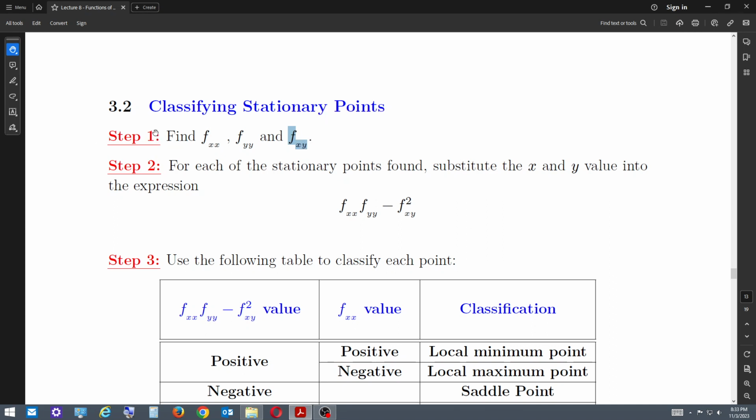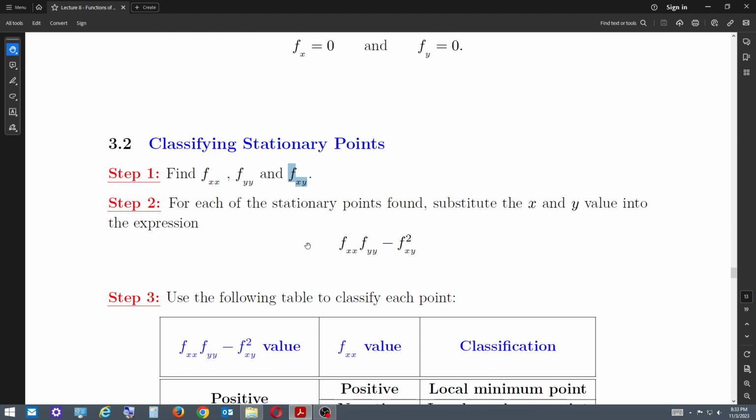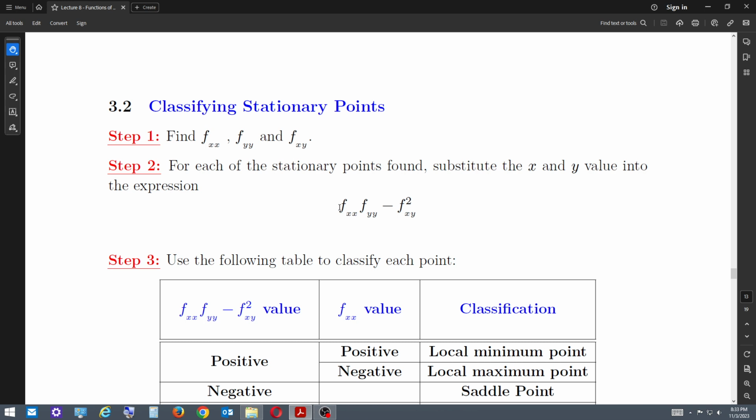Right, once we have our second partial derivatives, then we need to substitute the values that we found for each of these stationary points separately. Suppose I had found 2 points, I would take the first point, substitute x and y into those, and then calculate this expression. Depending on the value of this expression, that will tell me what my point is. So we take the second partial derivatives with respect to x and y, multiply those and then subtract the second partial derivative with respect to xy squared. This one has to be squared.